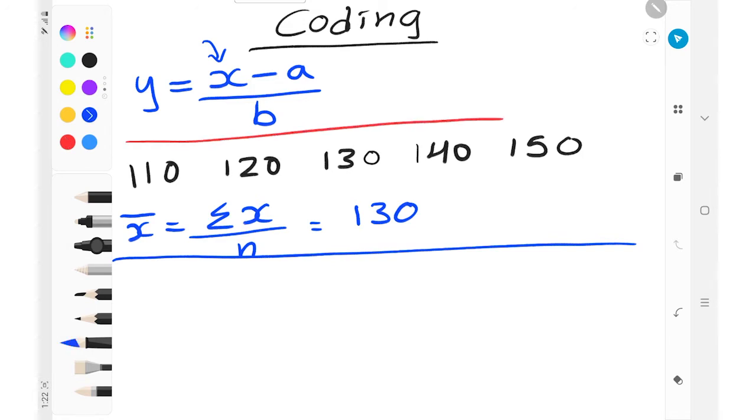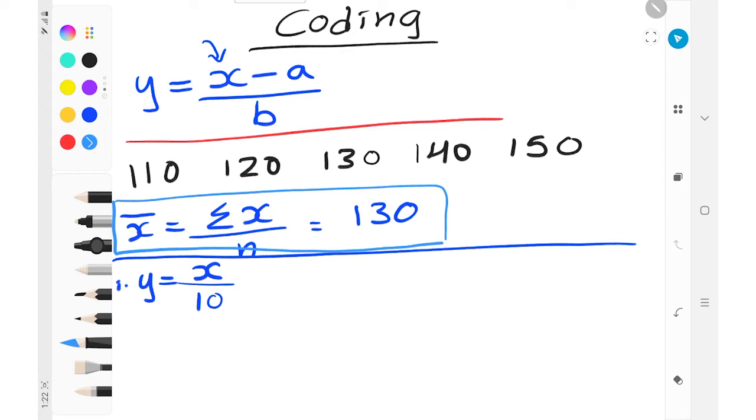Okay, now let's say we have the code. Let's say I have the code y equals x divided by 10, and I want you to find the mean for this. Let's imagine I didn't find the 130. I don't have it, and we need to find the mean by finding the mean of the code. So what we will do first, we will write these data as in the code.